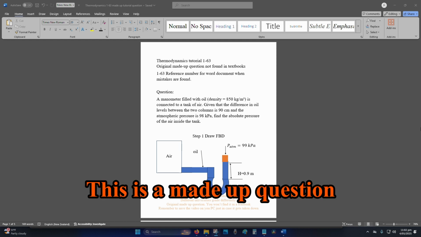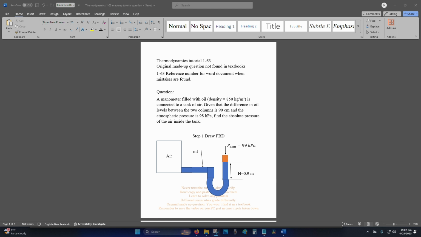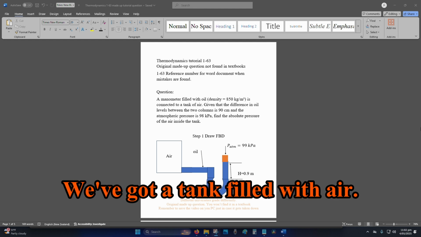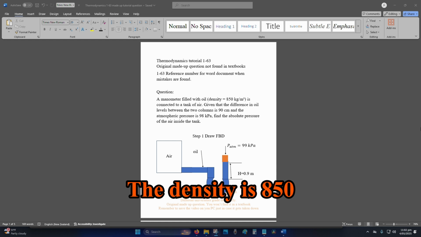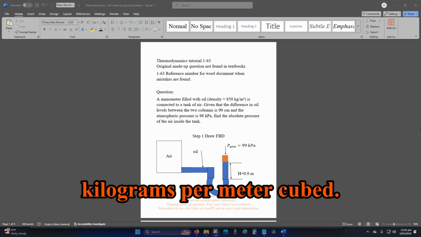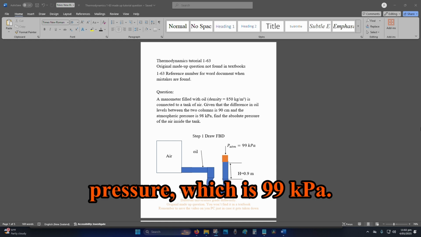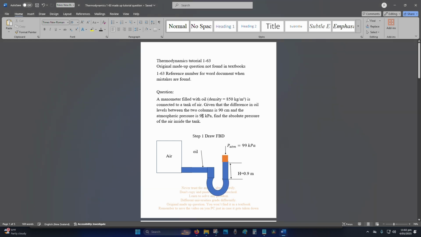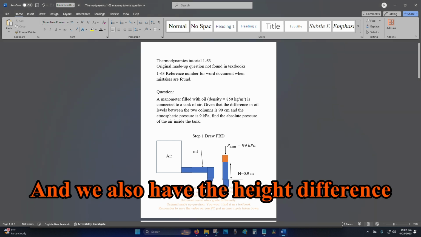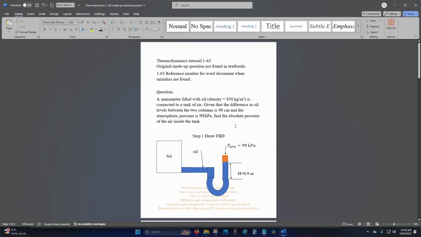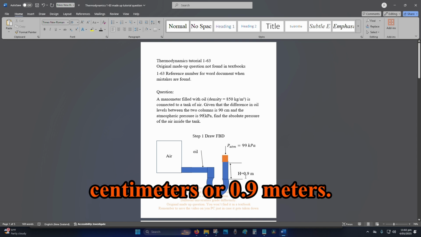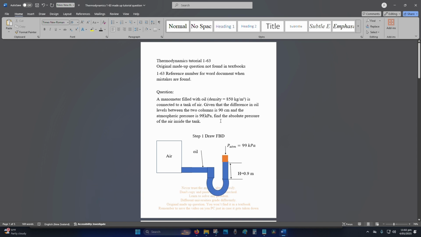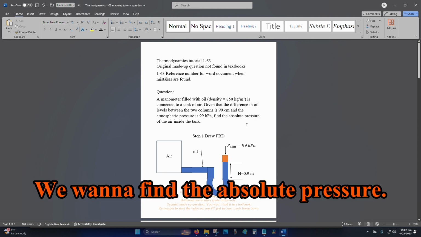This is a made-up question not found in your textbooks. We've got a tank filled with air, and a thermometer filled with oil. The density is 850 kilograms per meter cubed. We've got atmospheric pressure, which is 99 kPa. And we also have the height difference of the fluids at 90 centimeters, or 0.9 meters. We want to find the absolute pressure.